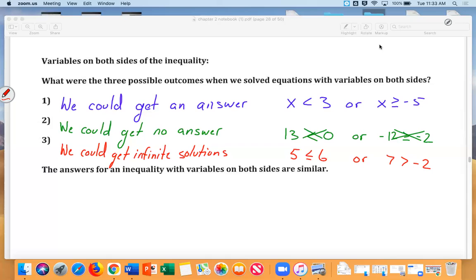So with inequalities, things are very similar to equations. So in short, we could get an answer. That's going to look like these over here. We could get no answer, which means we get a false statement where something's not balanced. Okay, there's a fault in everything. Or we could get infinite solutions, which means no matter what I plug in, I'll always get the same answer.